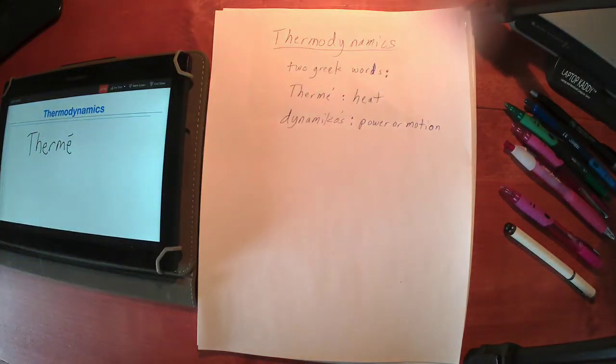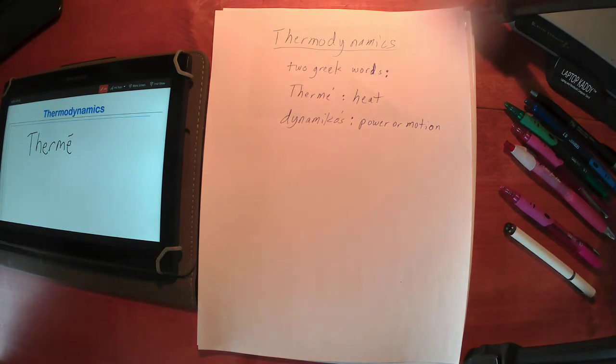Right? So the whole idea, the whole science of thermodynamics was born, as best I can understand, around the time of the Industrial Revolution.